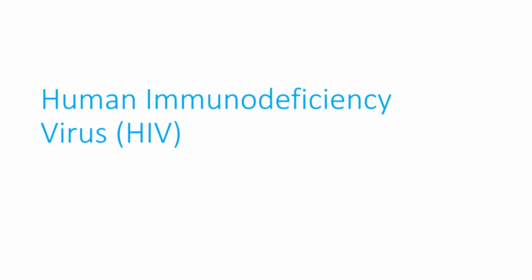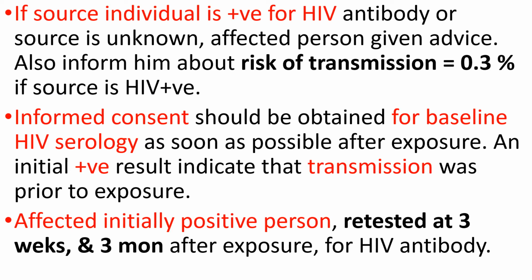Human immunodeficiency virus. If the source individual is positive for HIV antibody or the source is unknown, the affected person is given advice. Also inform him about the risk of transmission, which equals 0.3% if the source is HIV positive. Informed consent should be obtained for baseline HIV serology as soon as possible after exposure. An initial positive result indicates that transmission was prior to exposure. An initially negative person is retested at 3 weeks and 3 months after exposure for HIV antibody.